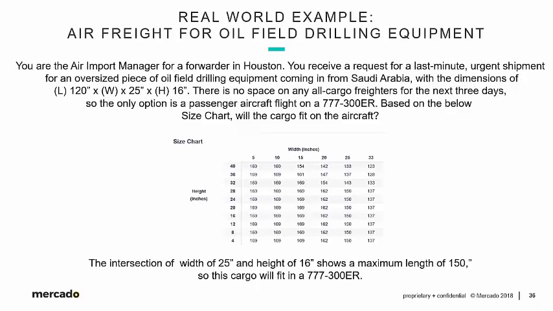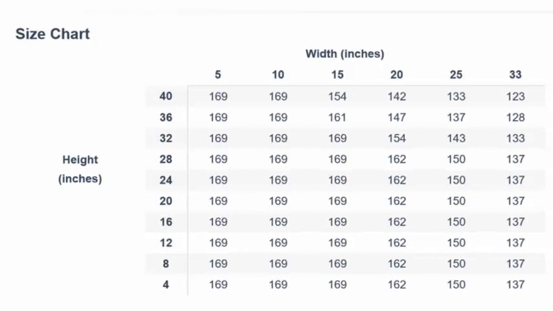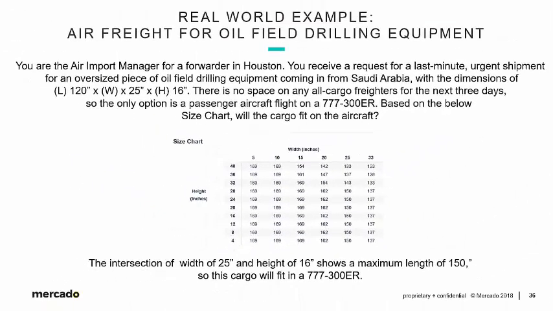What we find out is that there is no space on any all-cargo freighters for the next 3 days coming out of Saudi into Houston, so the only option is a passenger aircraft flight on a 777-300ER. Based on the below size chart and the DIMs that we provided, will the cargo fit into the aircraft? Well, the intersection of a width of 25 inches and a height of 16 shows a maximum length of 150 inches. So this cargo will fit into the 777-300ER because the length of our piece is 120 inches. Clearly, this is important stuff to know about.